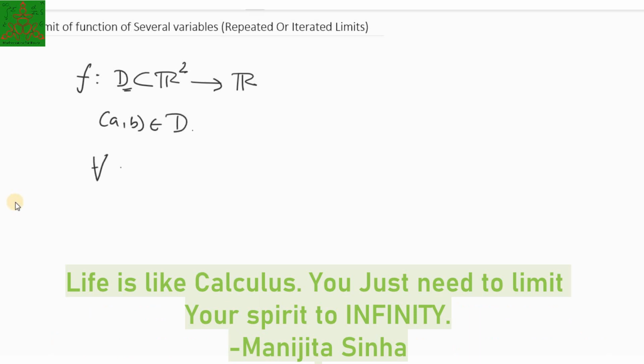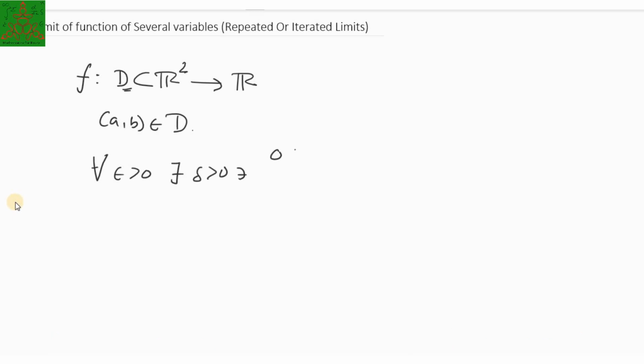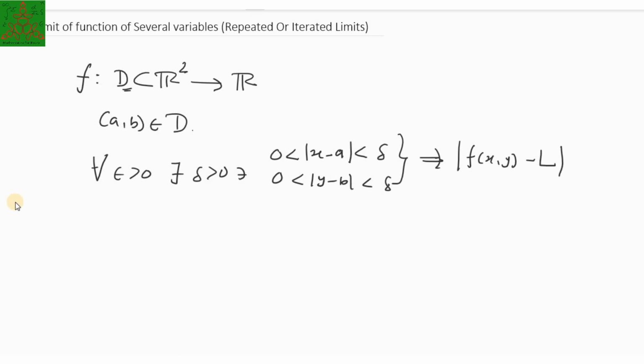and for every epsilon greater than 0, there exists a delta greater than 0 such that 0 less than modulus of x minus a less than delta and 0 less than modulus of y minus b less than delta will imply modulus of f of (x, y) minus L is less than epsilon. So this is the epsilon-delta definition of a limit of a function, and then we can say that the limit of f of (x, y) as (x, y) tends to (a, b) will be L.